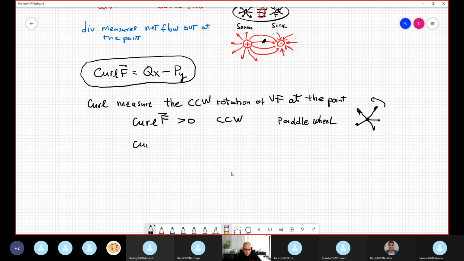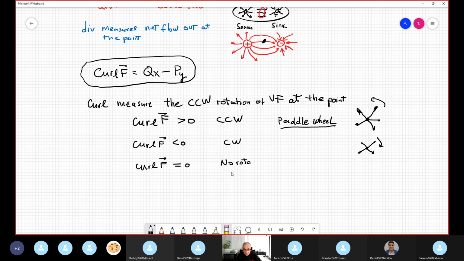If the curl is negative, the rotation is clockwise, in the opposite direction. This is the famous hypothetical paddle wheel, and it rotates clockwise when the curl is negative. See, if the curl is equal to 0, there's no rotation.